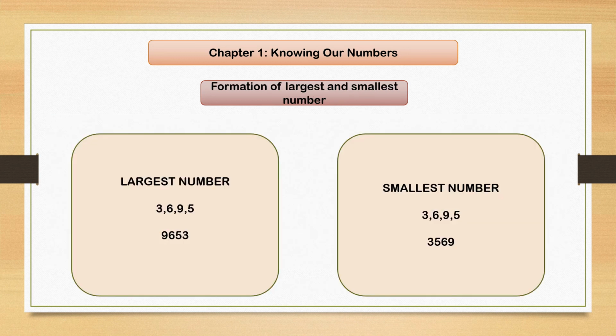Next, we have formation of largest and smallest number. The greatest number or the largest number is formed by arranging the given digits in descending order, and the smallest number is formed by arranging the given digits in ascending order.